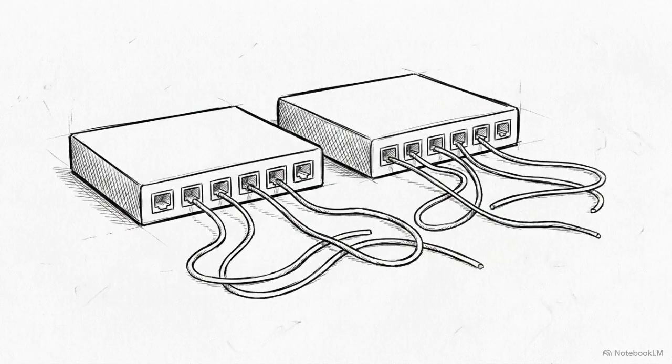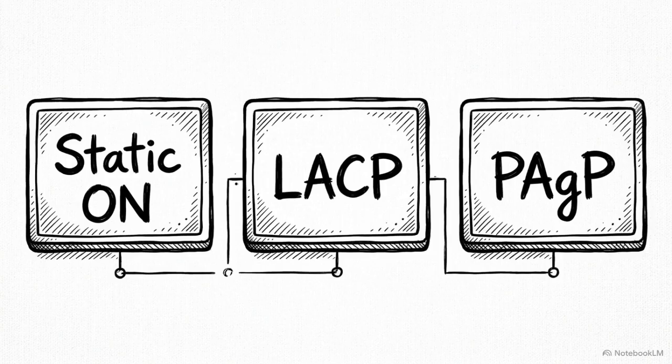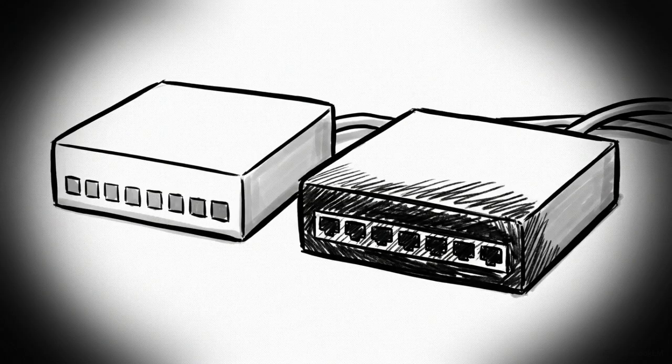But switches don't automatically know they are supposed to group these cables together. You have to explicitly tell them how to form the bundle. You have 3 distinct options to build this connection: static EtherChannel, the LACP open standard, and Cisco's proprietary PAgP protocol. EtherChannel relies on a consistent communication language between 2 switches. Using the wrong protocol dialect can crash the network entirely.